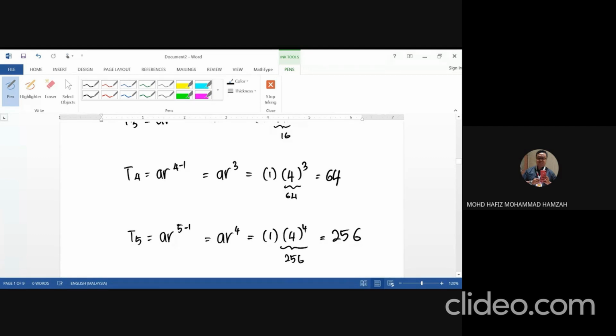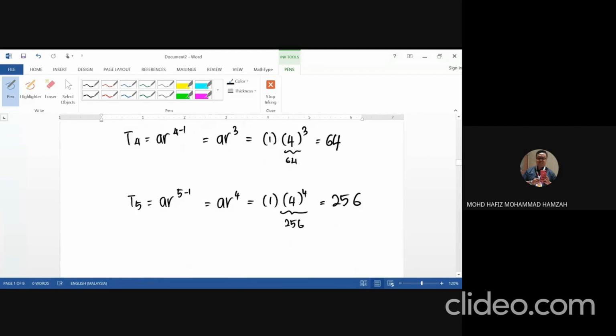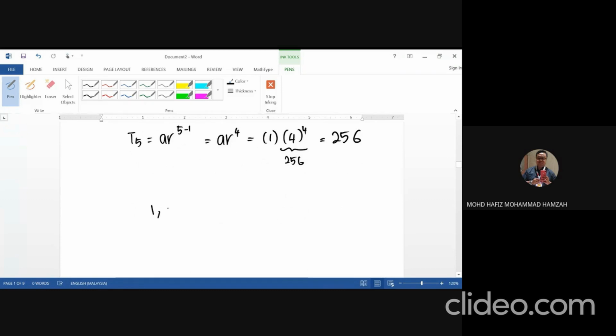So that means your answer is, list down: 1, 4, 16, 64, 256. So this is your geometric series. So this is the first term, second term, third term, fourth term, fifth term. So all the 5 terms as requested. Okay, easy, right? Geometric series here is not as complicated as what you learned before in MAT. This one is simple. So don't worry about that.